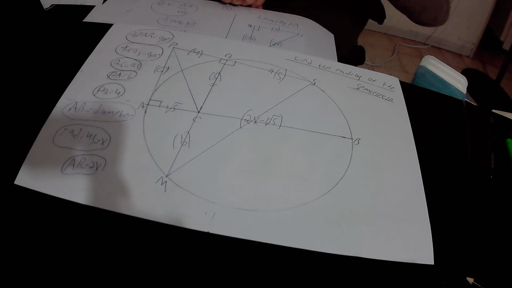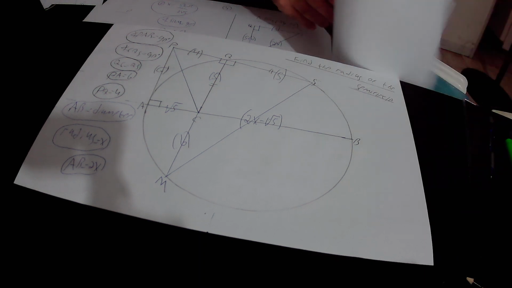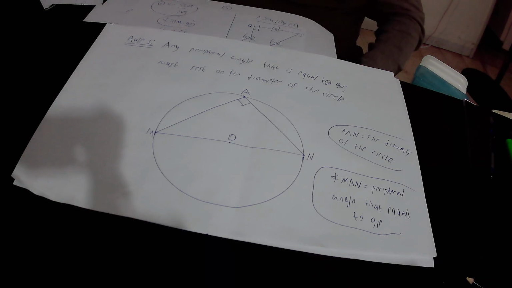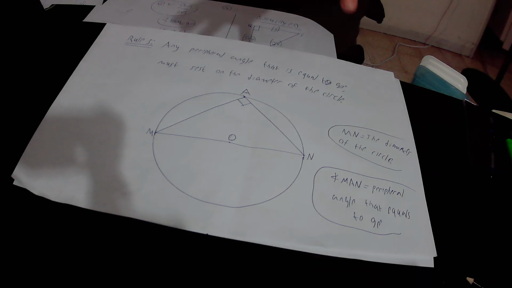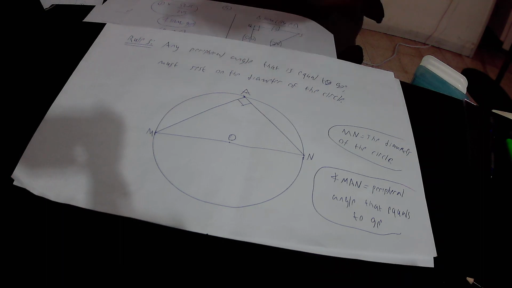And we have rule number 5 that relates to a peripheral angle that is equal to 90 degrees. According to rule number 5, any peripheral angle that is equal to 90 degrees must rest on the diameter of the circle. In the drawing we have a circle. Inside the circle we have peripheral angle MAN. This peripheral angle MAN equals 90 degrees in size. Therefore, according to rule number 5, this peripheral angle MAN must rest on the diameter of the circle.